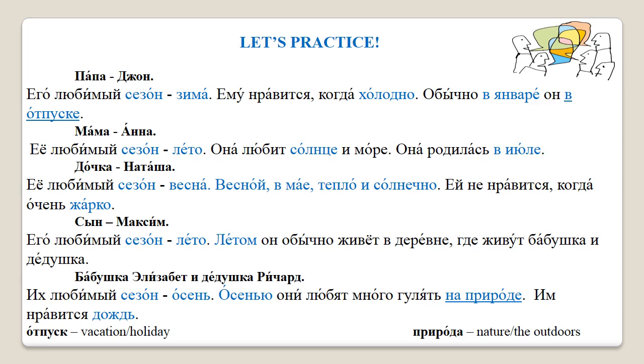Grandma Elizabeth and Granddad Richard. Their favorite season is autumn. In autumn, they love to walk a lot in the outdoors. They like rain. Please note 2 new words, отпуск, which can stand for either vacation or holiday and can be used with preposition в in prepositional case to stand for on holiday, в отпуске, as well as природа, which stands for either nature or the outdoors.